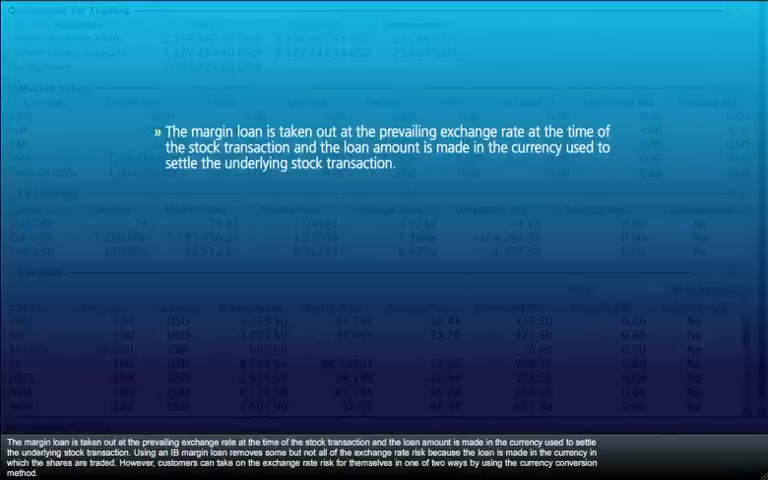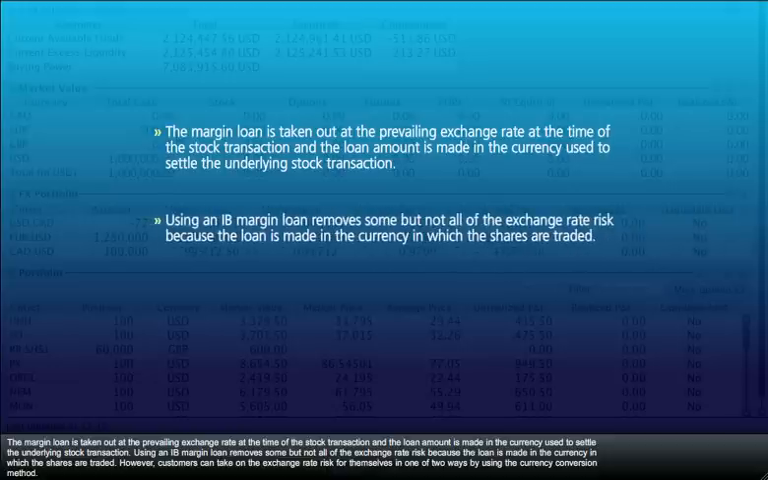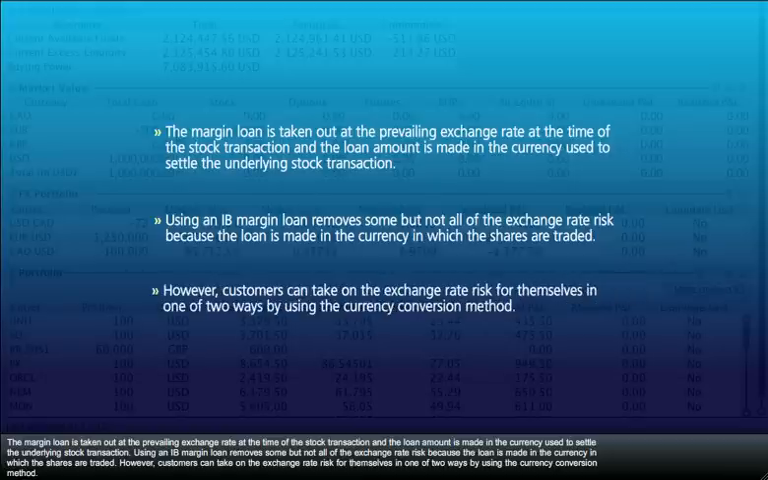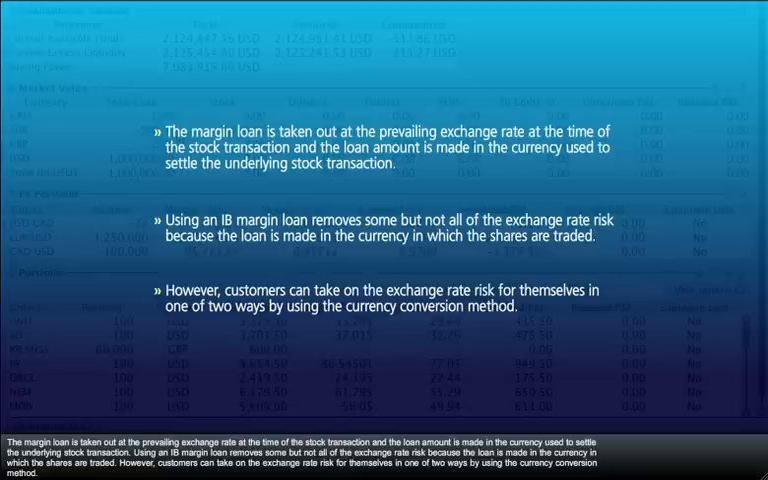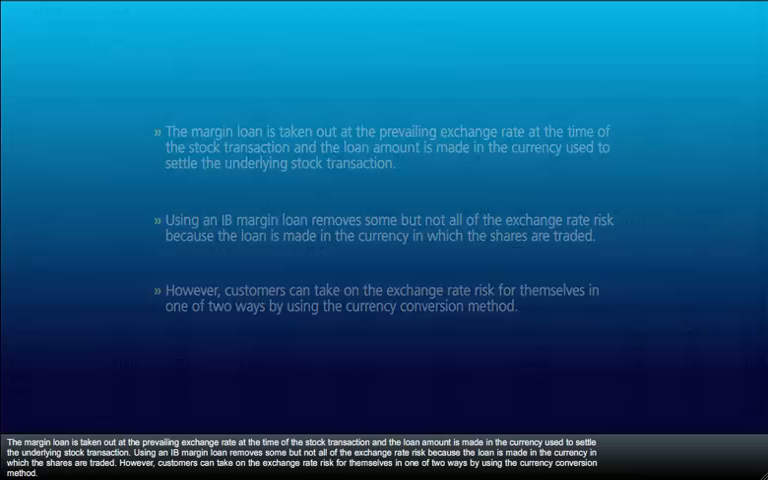The margin loan is taken out at the prevailing exchange rate at the time of the stock transaction and the loan amount is made in the currency used to settle the underlying stock transaction. Using an IB margin loan removes some, but not all of the exchange rate risk because the loan is made in the currency in which the shares are traded. However, customers can take on the exchange rate risk for themselves in one of two ways by using the currency conversion method.